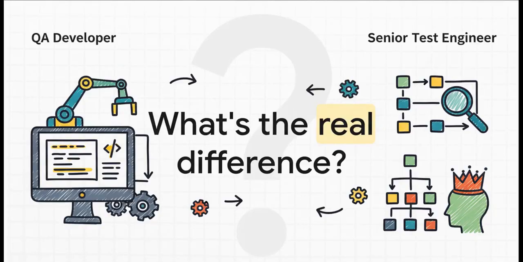So what is the real difference here? Well, let me put it this way. One is a builder and the other is an architect. See, one person is focused deep in the weeds writing code to automate testing, while the other is designing the entire quality strategy from a 30,000-foot view. Getting this right is absolutely crucial, whether you're trying to build a team or just planning your own career path.